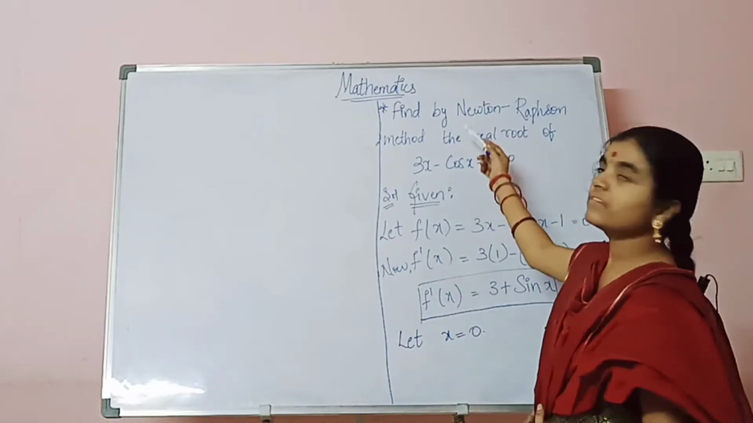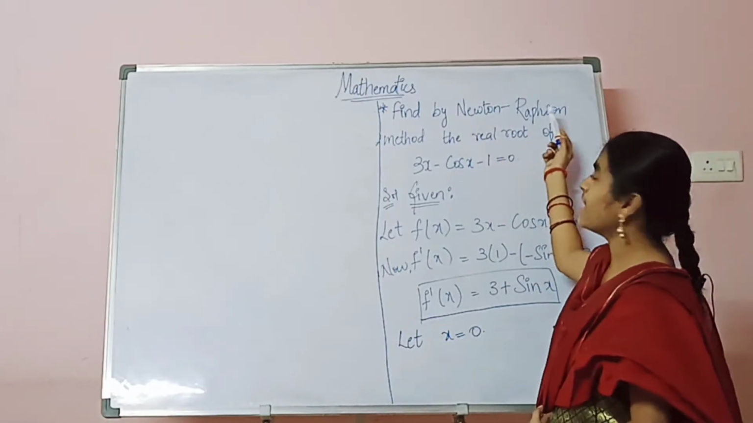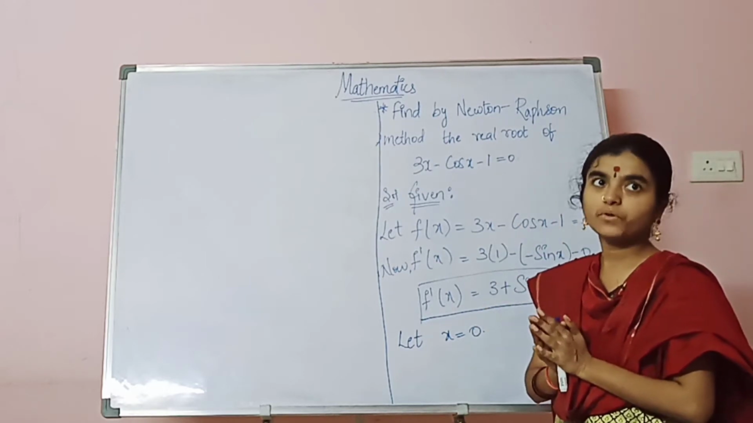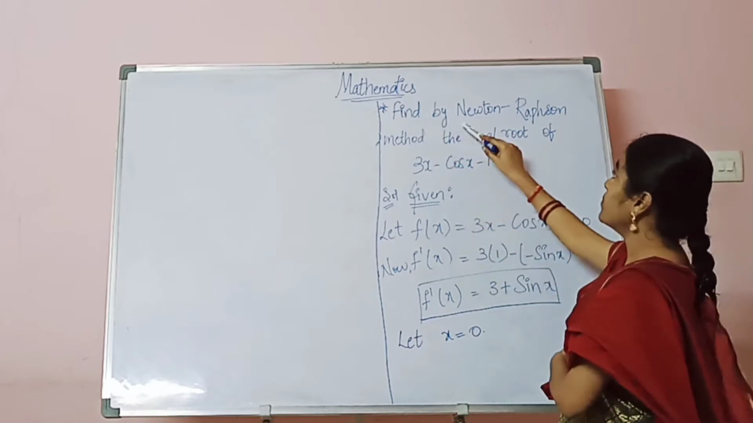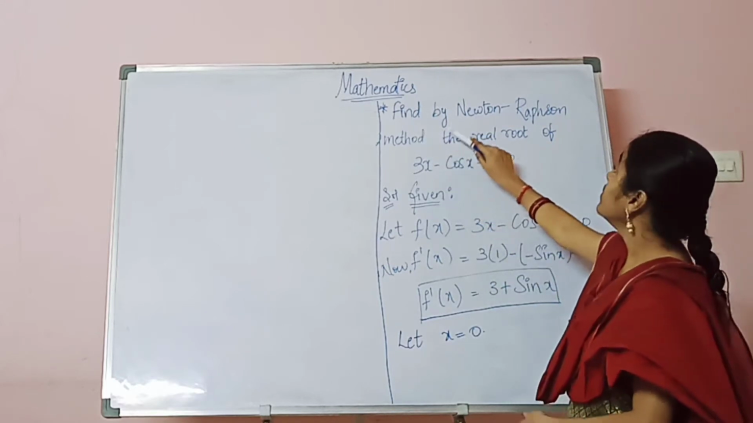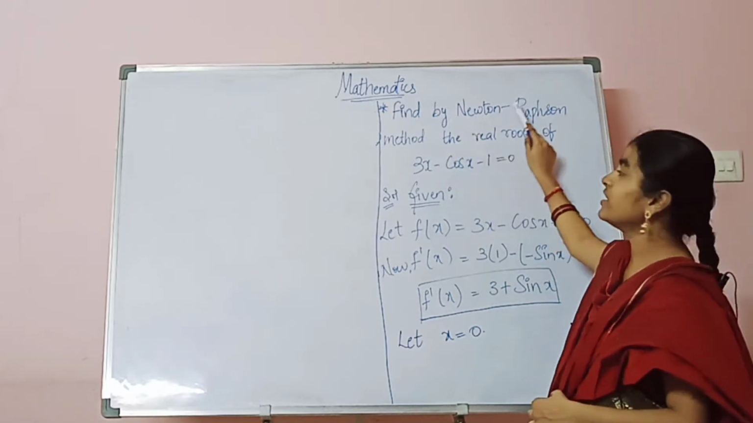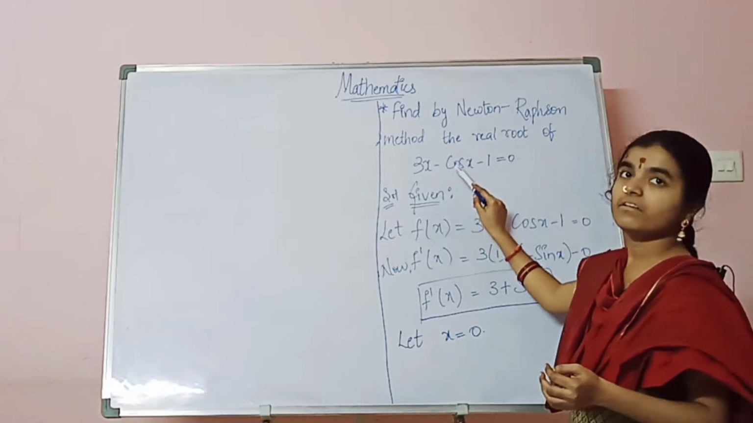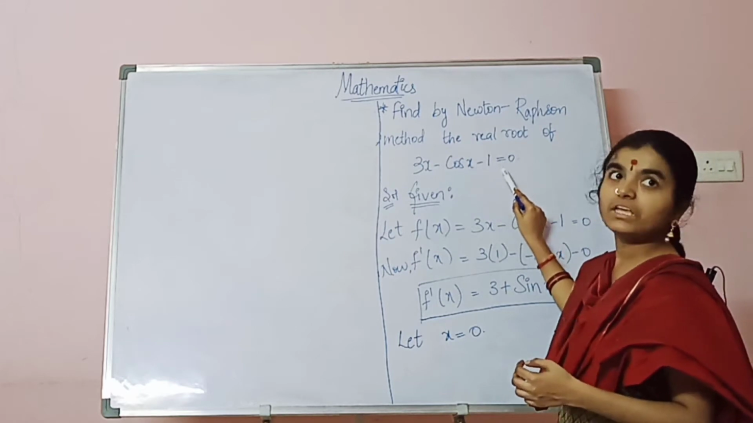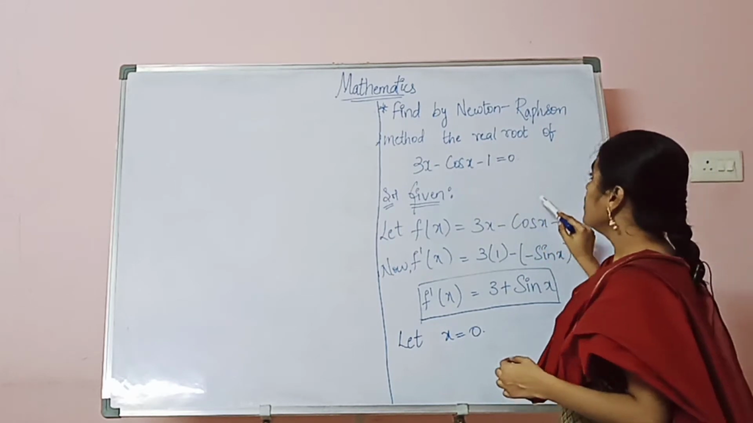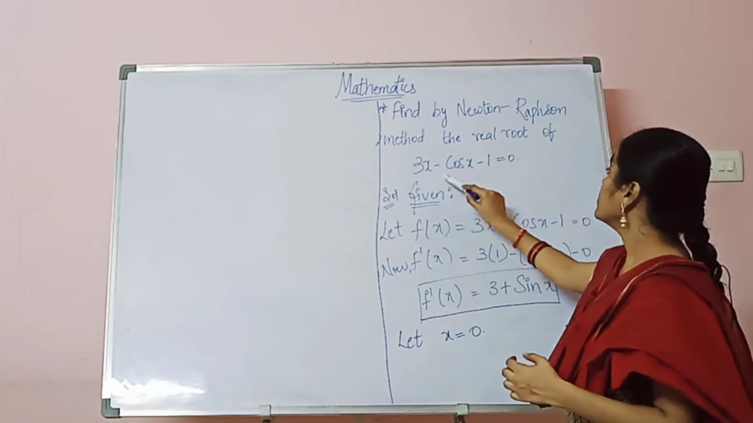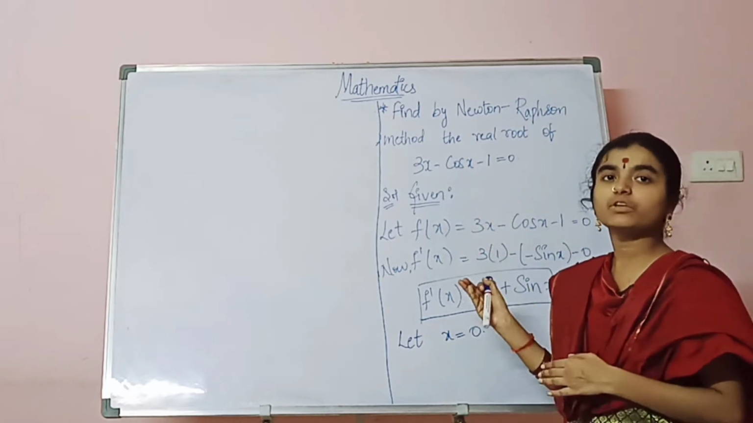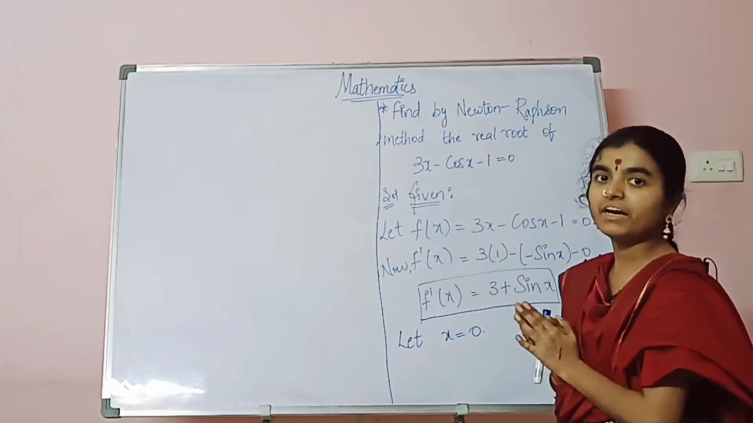Okay. Now let us discuss a problem based on the Newton-Raphson method. The Newton-Raphson method is also known as the NR method. What is the problem given here? Find by the Newton-Raphson method the real root of 3x minus cos x minus 1 equals 0. By using this method, we have to find the real root.